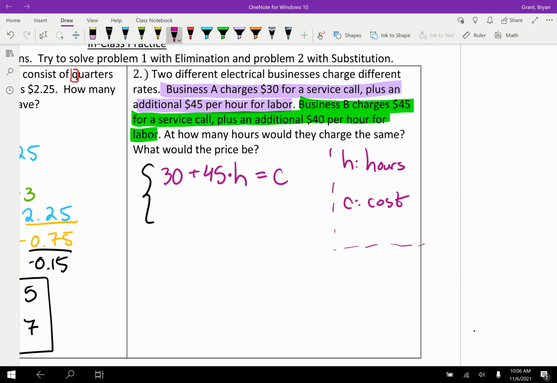All right, let's look at our second one. Second one I should do in green. $45 per service call, but less money per hour. After how many hours would they charge the same?